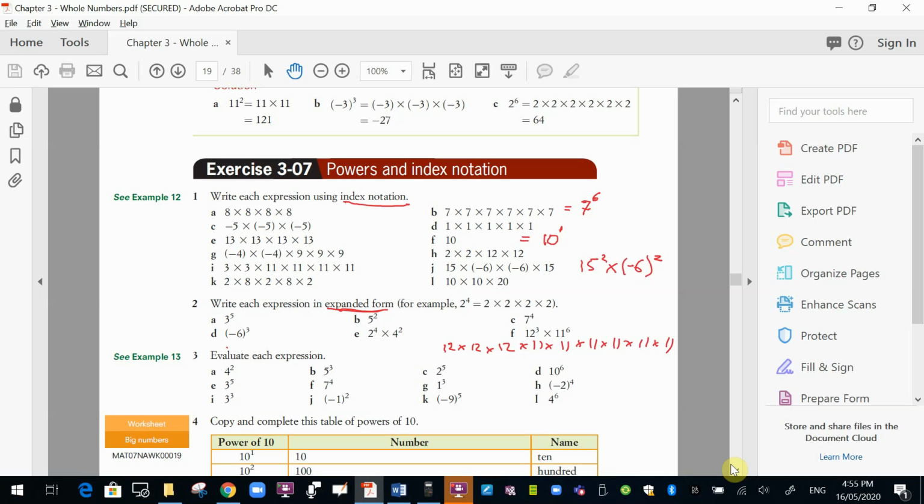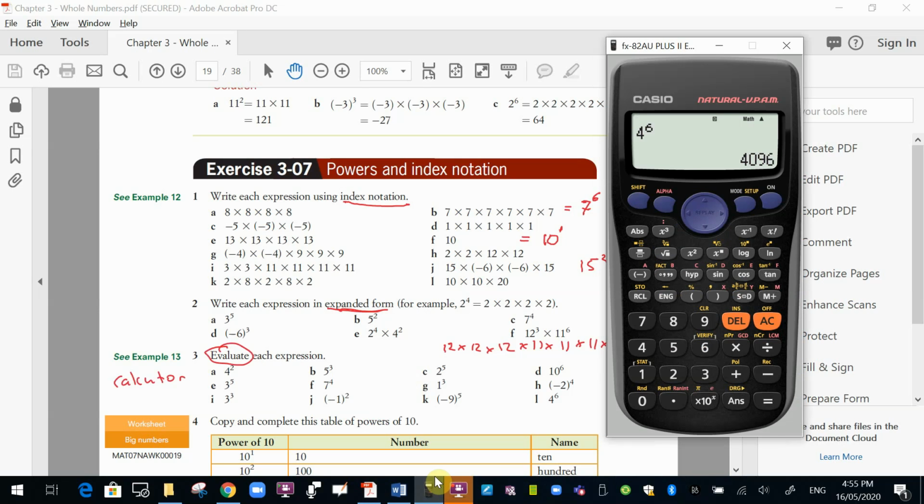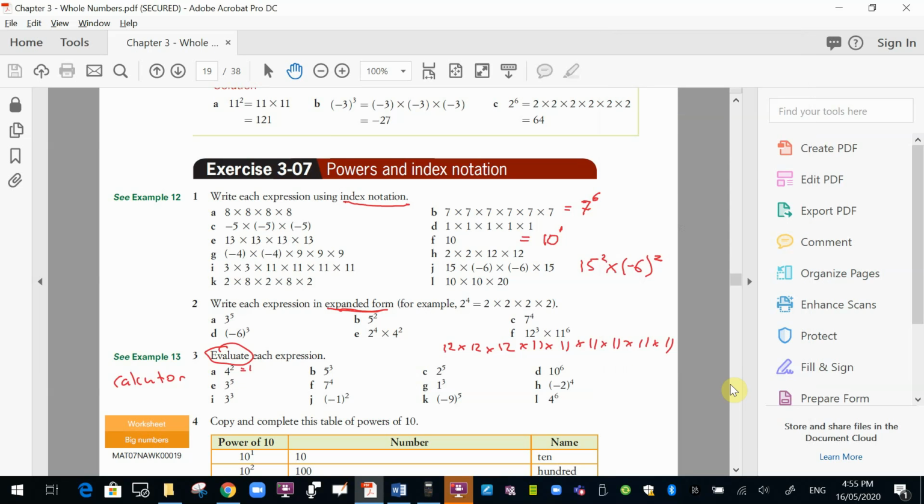Evaluating the expression, so when you see that, you know, calculator. And that I will do on here. So let's go the first one, 4 squared. 4 squared, you click on the 4 and you go to this row and find where it says x squared and you touch that one. There it is, equals 16. So the answer to that one's 16.